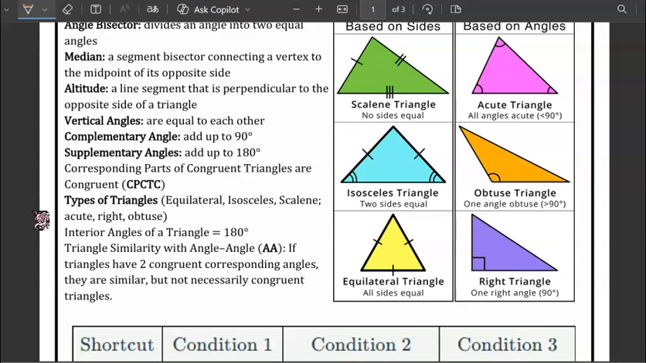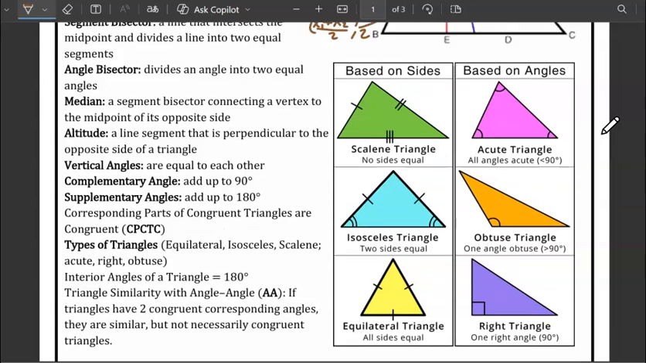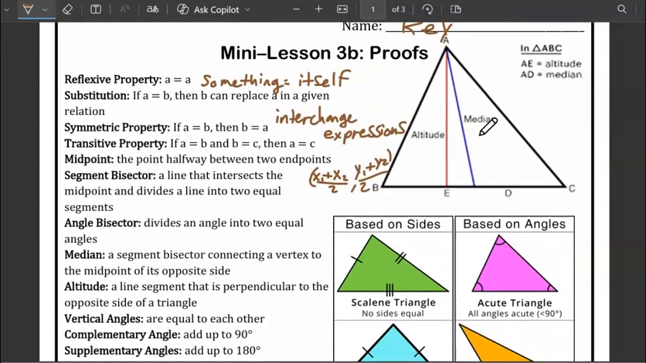Interior angles of a triangle equal 180 degrees. Triangle similarity with angle is AA. If triangles have two congruent corresponding angles, they are similar, but not necessarily congruent triangles. Here's more on the types of triangles in this diagram. Here's a picture of the altitude and the median. Notice they are not the same.